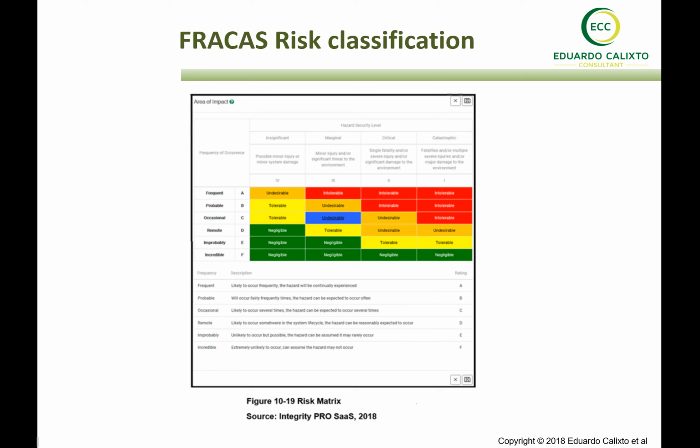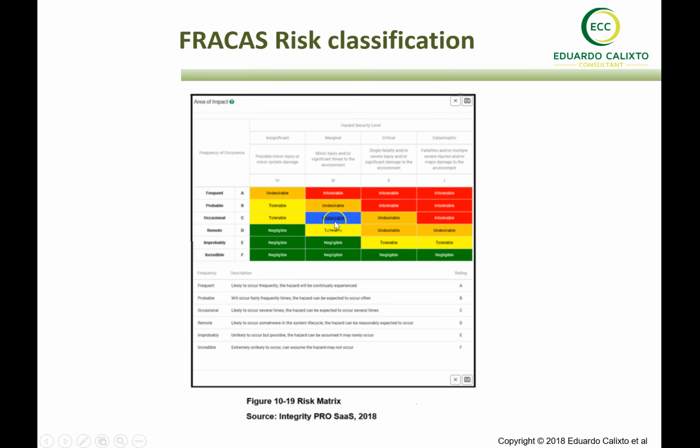In order to define the operational risk, we have this risk matrix classification. The risk matrix depends on the component, so we will have different risk matrix configurations. But of course, for each issue raised in the FRACAS, we need to classify the frequency of occurrence and the severity.